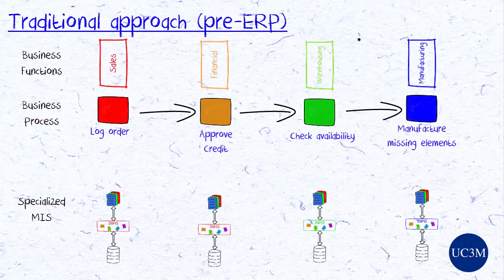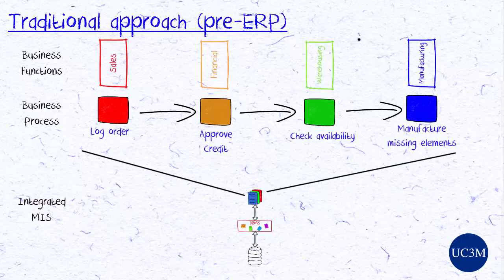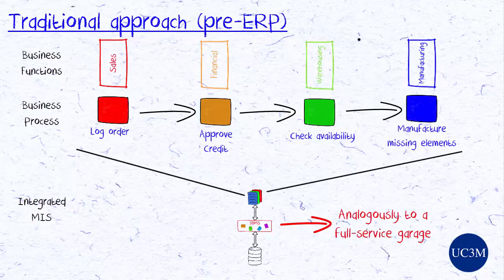The obvious solution is to have an integrated management information system that can support multifunctional business processes, analogously to a full-service garage that can carry out any maintenance operation even if it involves several specialties. The integrated information systems, known as ERPs, were designed to address that need. In the next video, we will discuss how they do it.